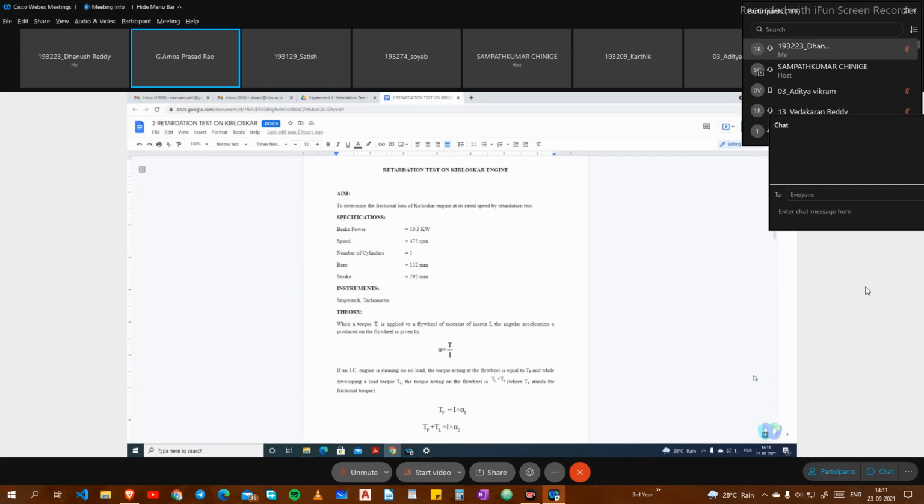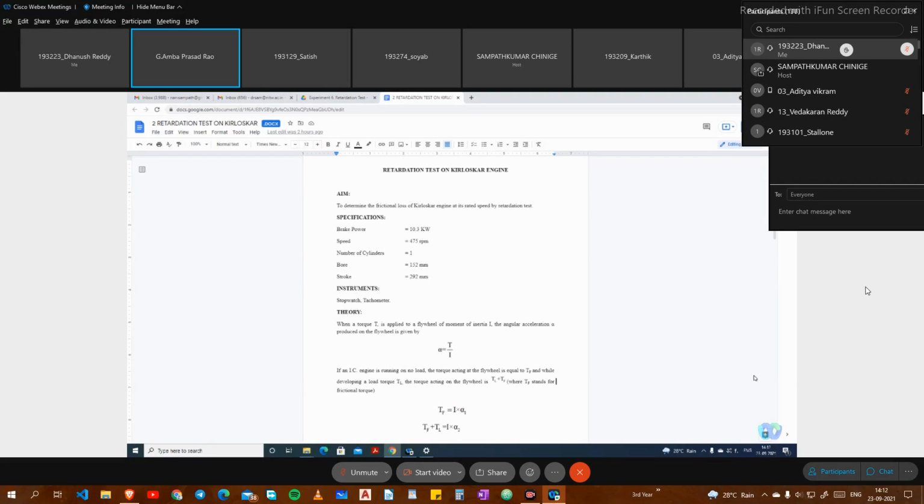The third method is the retardation test method. Before going to that, I'll also tell you that there is another test called the Morse test. That is exclusively for multi-cylinder engines. Whatever we have done so far is only for single cylinder engines. For multi-cylinder engines, there is a special method called the Morse test. Hopefully we will be doing the Morse test on a petrol engine in the laboratory, so I don't want to touch upon that right now.